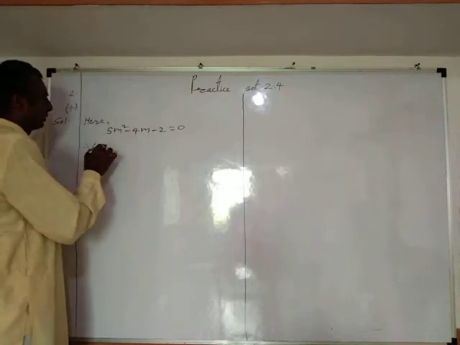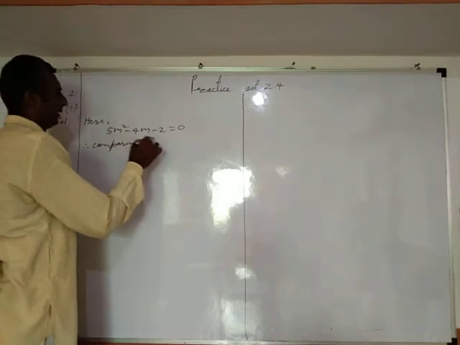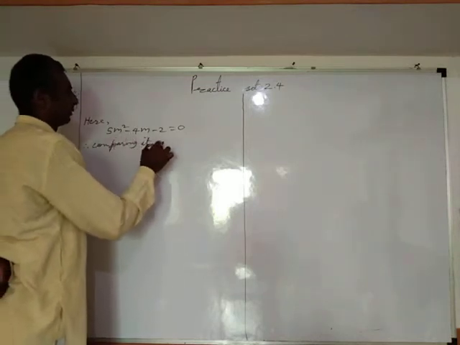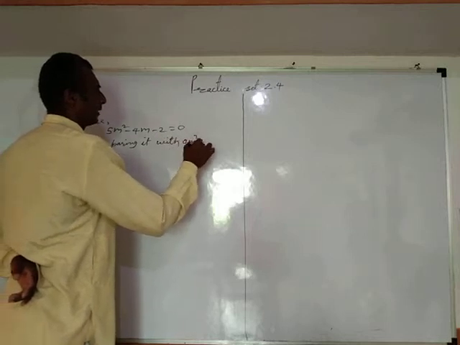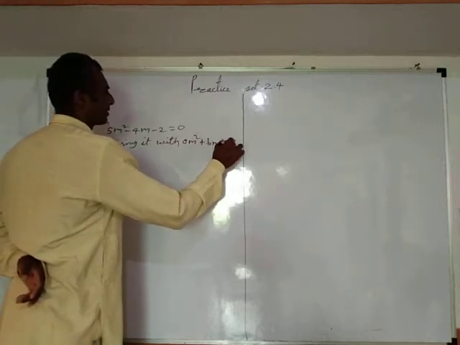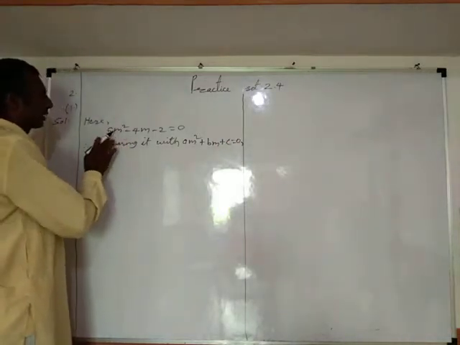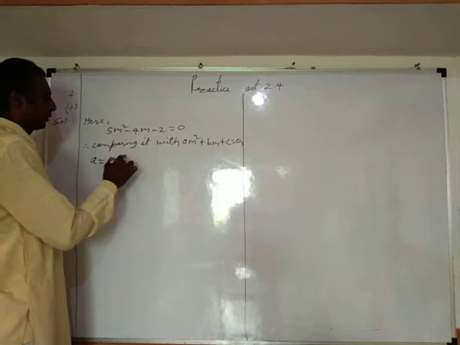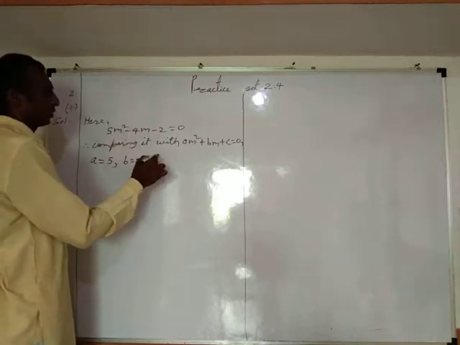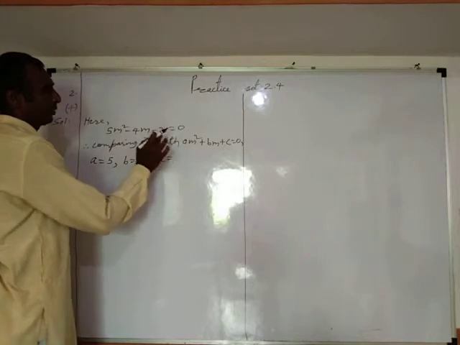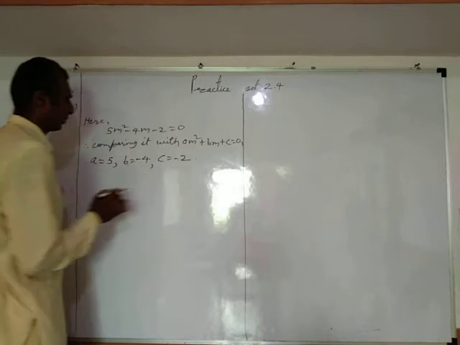Therefore, comparing it with am square plus bm plus c equal to 0, a is the coefficient of quadratic term, which is 5. b is the coefficient of linear term, which is minus 4. c is the constant term, minus 2.